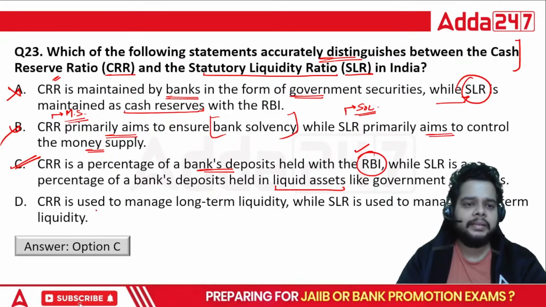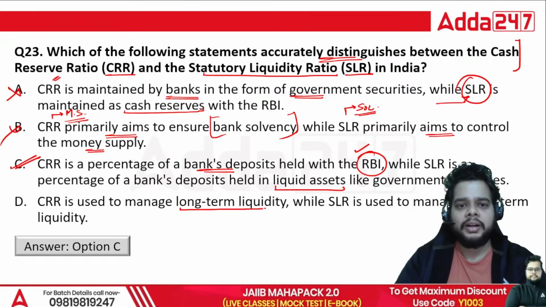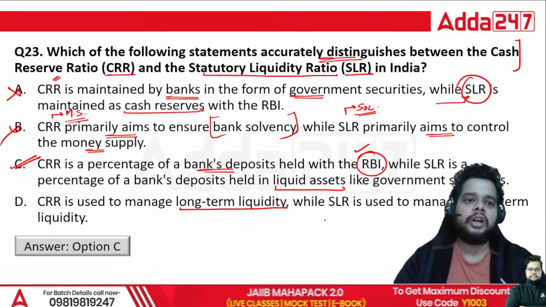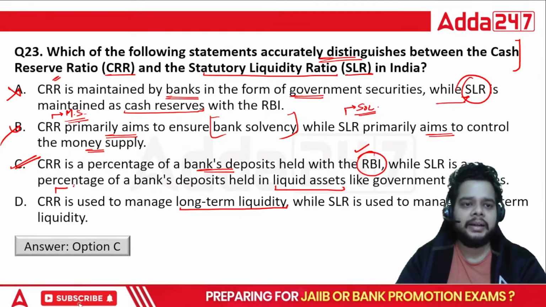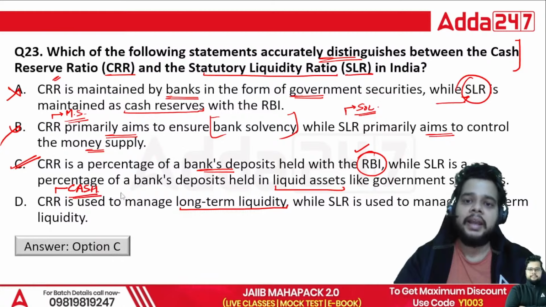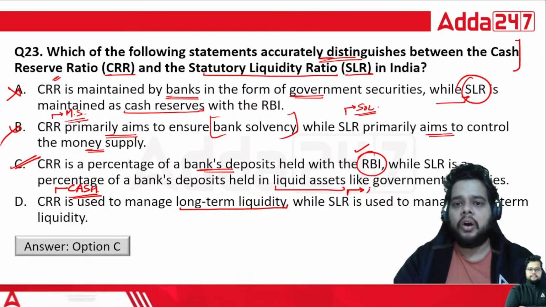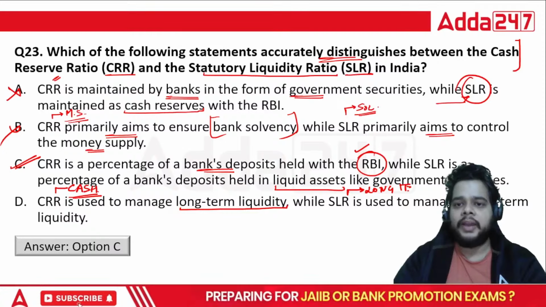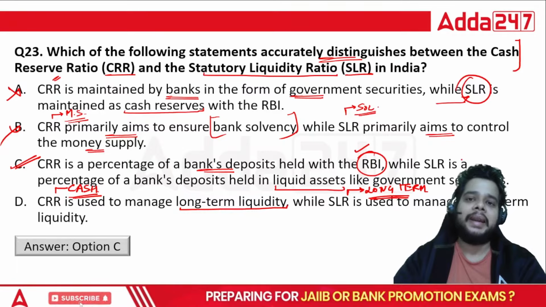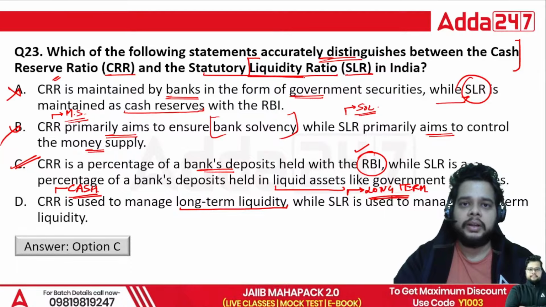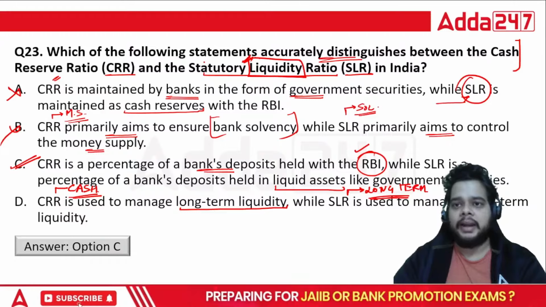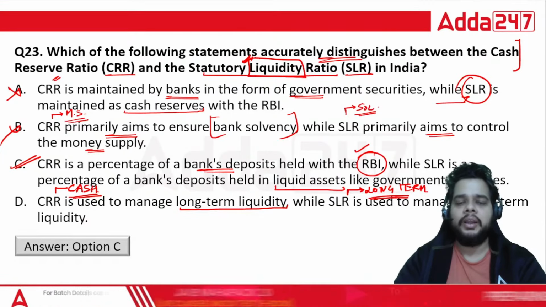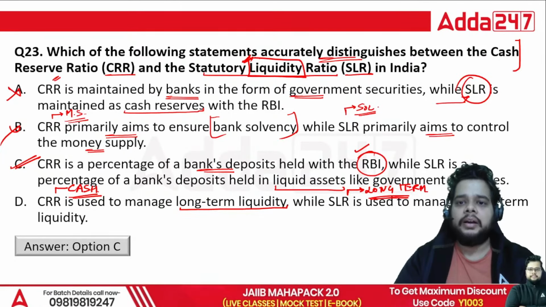The last statement: CRR is used to manage long-term liquidity, while SLR is used to manage short-term liquidity. No, it is the other way around. CRR is for maintaining the cash reserves of our country, and SLR has a long-term objective of ensuring the liquidity is maintained. Fine, here look into the L of SLR, liquidity to be maintained in a longer run, and that liquidity is maintained via lending. So that is why we say that SLR is for long-term liquidity and the short-term liquidity is ensured by CRR.